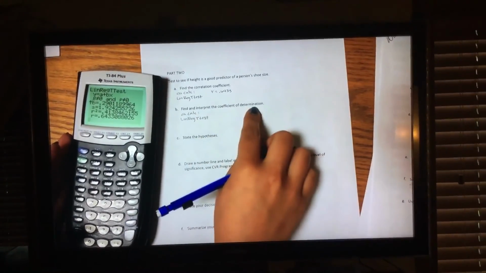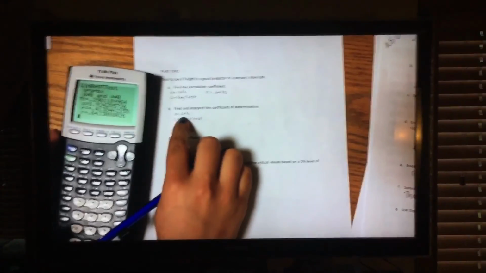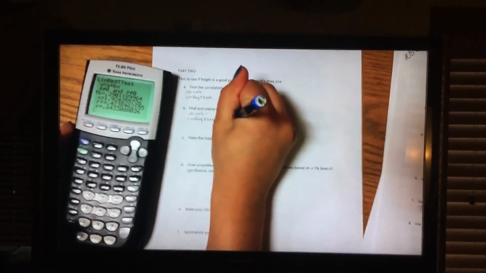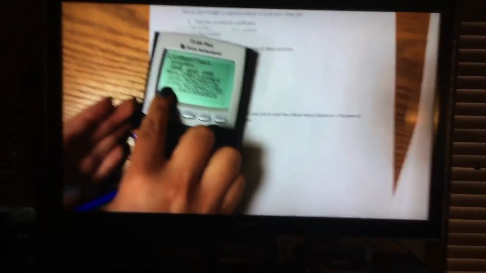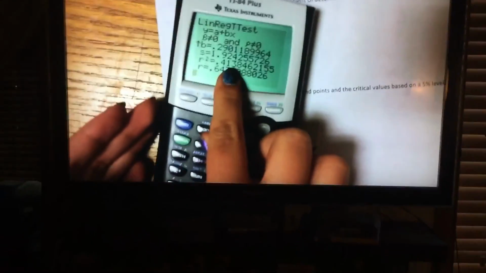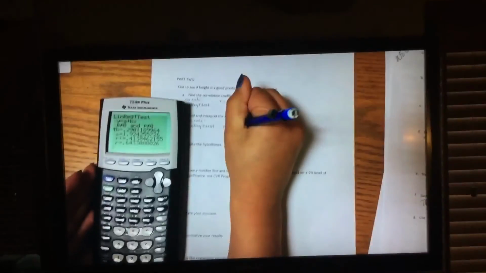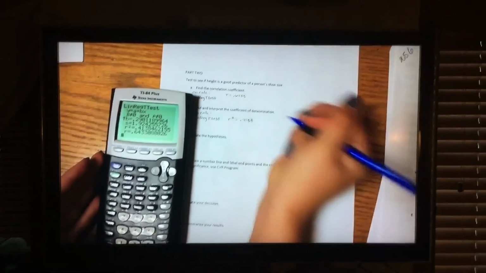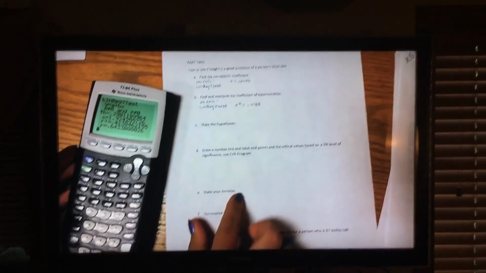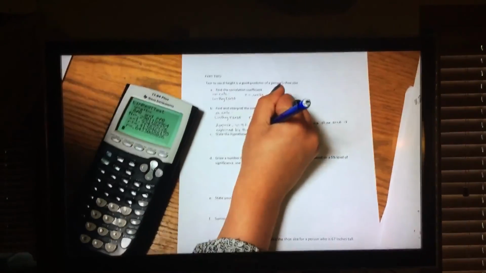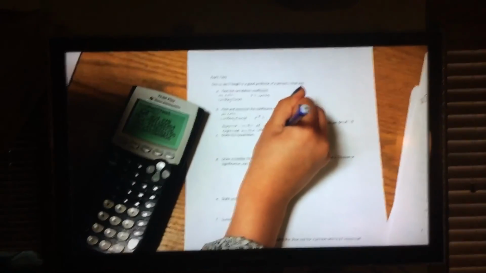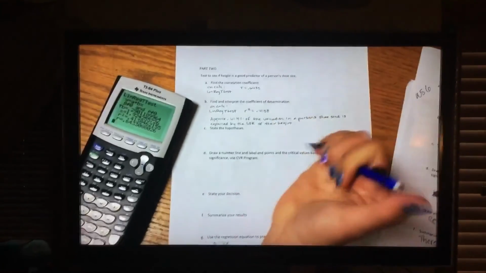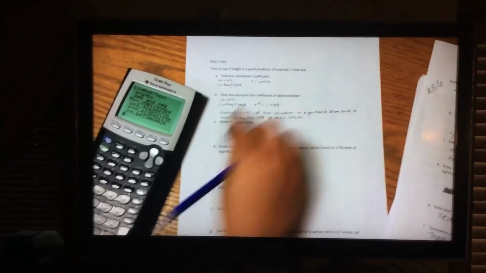So now we are going to find and interpret the coefficient of determination, which can again be found on our calculator by going to LinReg t-test, and it's just our R value squared. So it is 0.4138. So our coefficient of determination is the correlation coefficient squared. And our interpretation of that is that approximately 41.4% of the variation in a person's shoe size is explained by the least squares regression of their height.